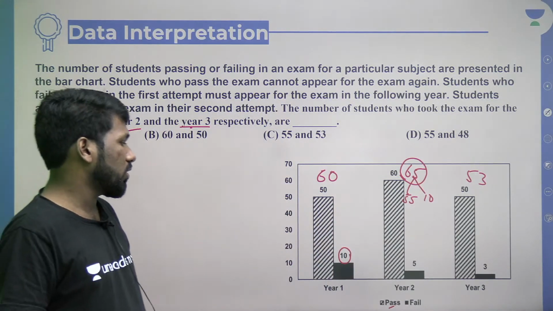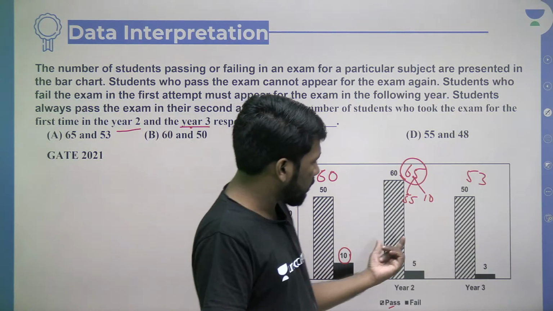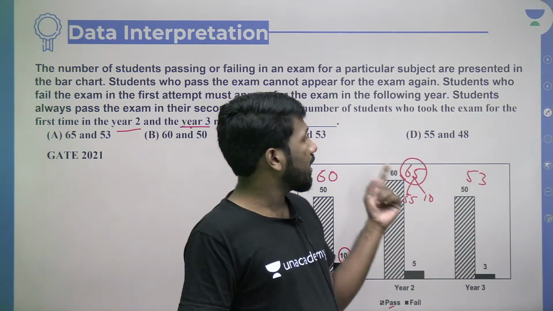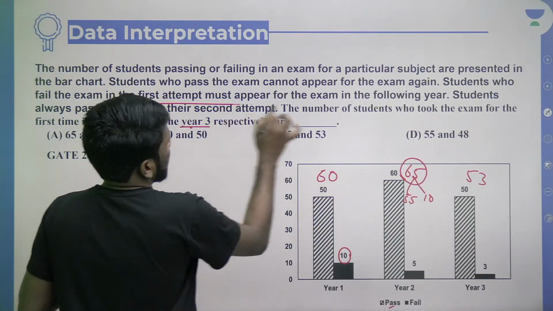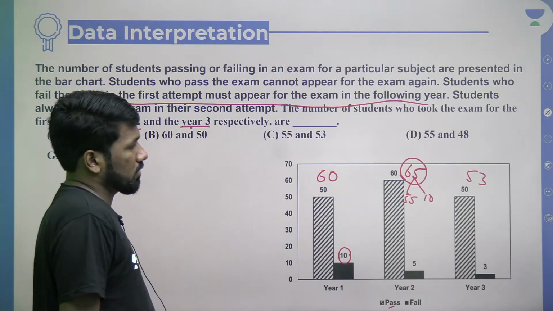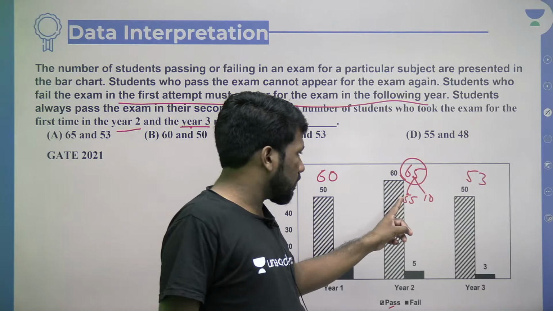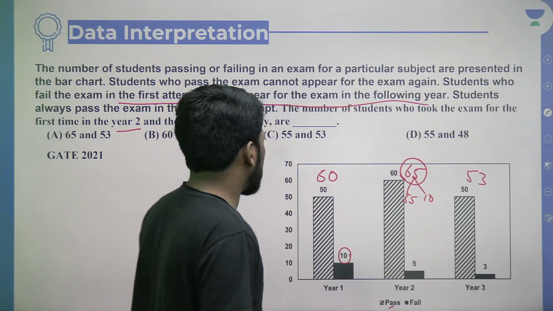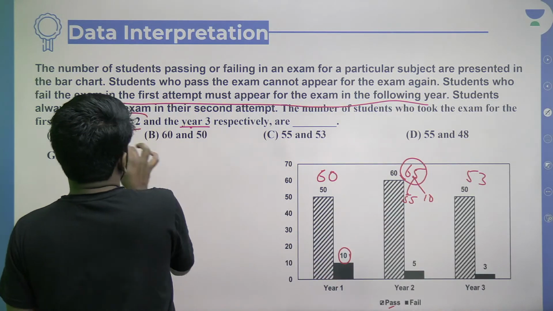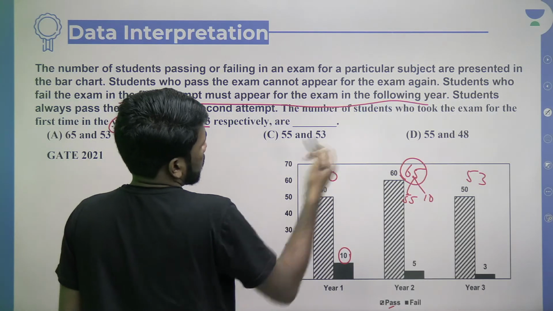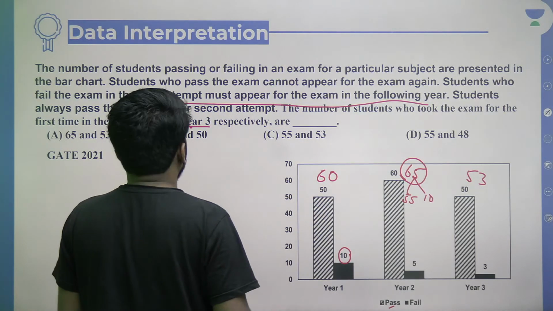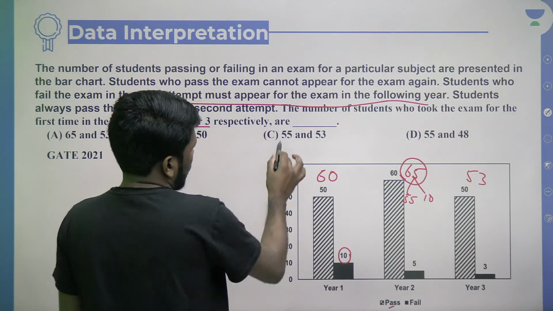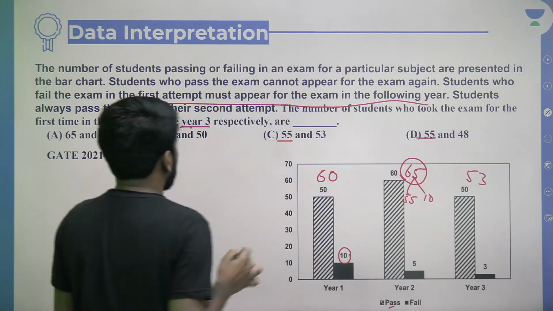Did you all understand? These 10 students are confirmed to appear in year 2. That is what the question is saying. So apart from those 10 students, the remaining 55 students are new students. So 55 will be the fresher students in year 2 who took the exam for the first time. So 55 should be the first answer.